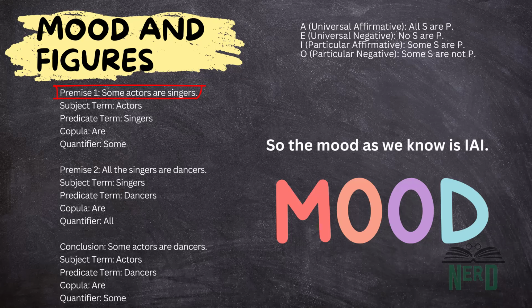Let's have a look at the premise 1. Some actors are singers. Here subject term is actors. Predicate term is singers. Copula is are, and quantifier is some. Now let's have a look at the premise 2. All the singers are dancers. Here subject term is singers. Predicate term is dancers. Copula is are, and quantifier is all. Conclusion shows some actors are dancers. Subject term actors. Predicate term dancers. Copula are, quantifier some. So the mood, as we know, is IAI.